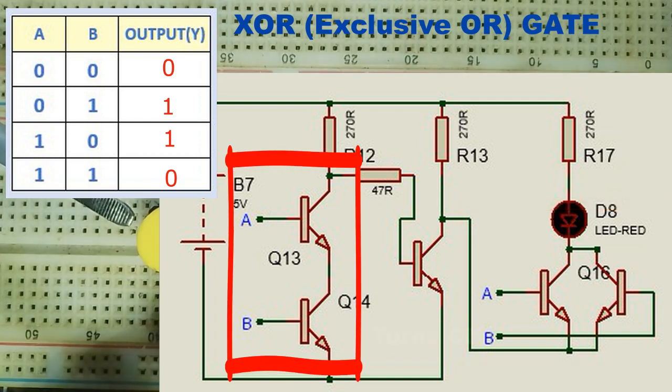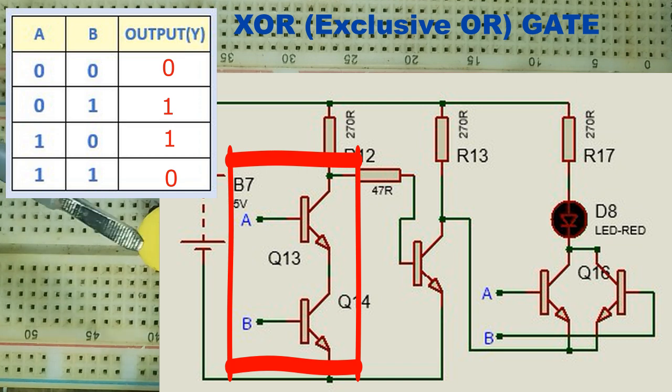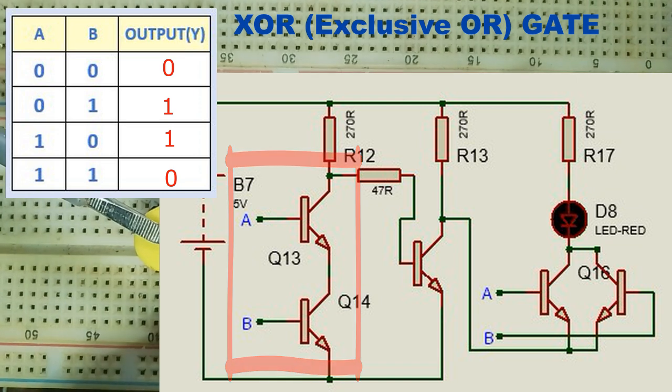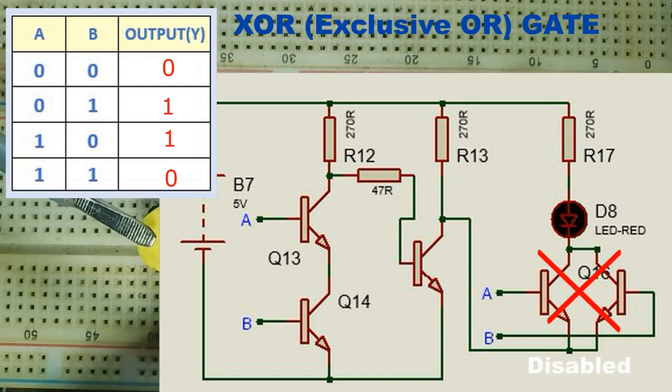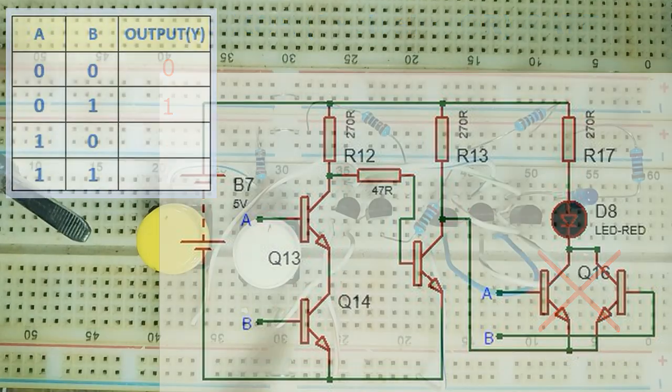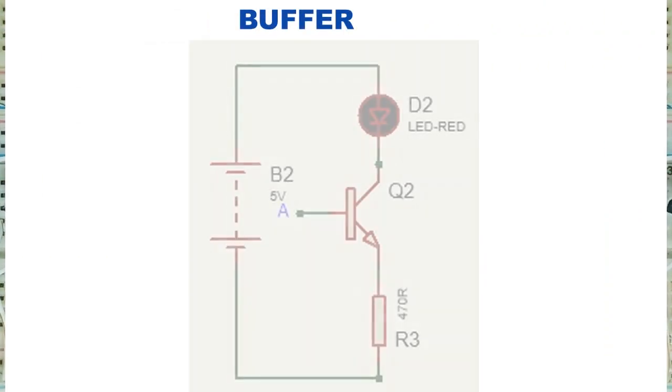But when both A and B are at logic 1, the two transistors of the AND gate are turned on. This provides a new path of less resistance for the current to flow to the ground. That action turns off this transistor, consequently disabling the OR gate. There is no path for current to flow to the ground. The LED, therefore, turns off.